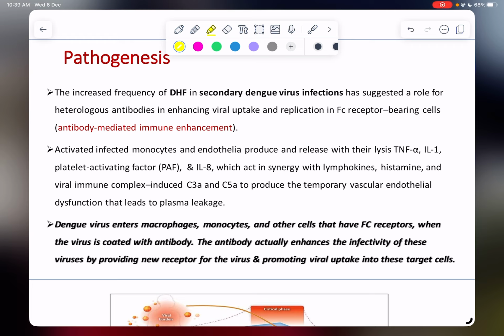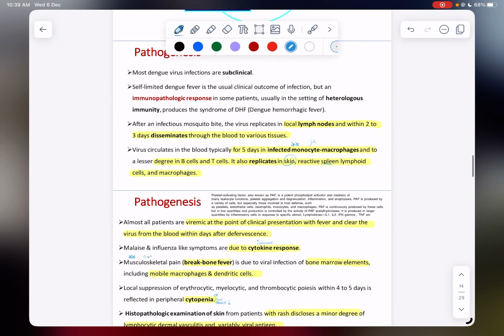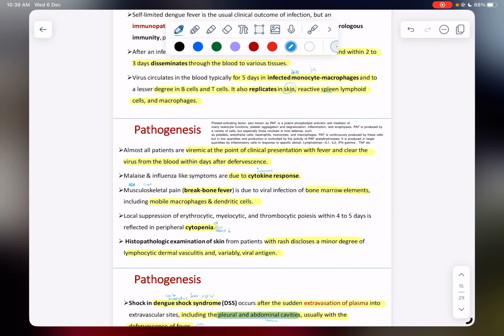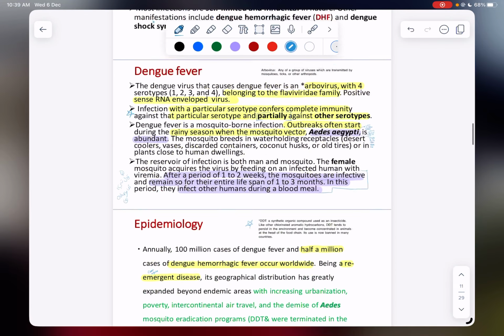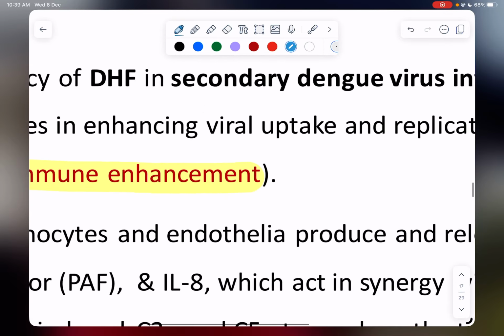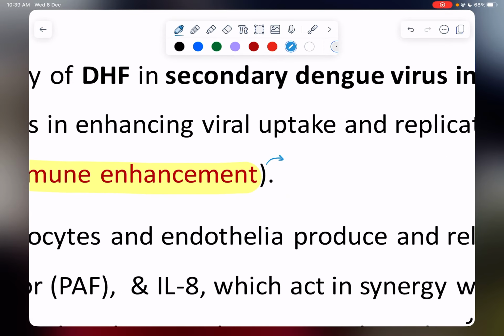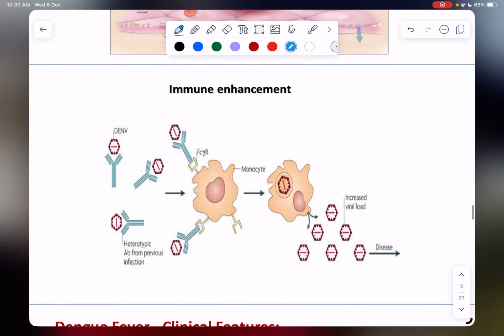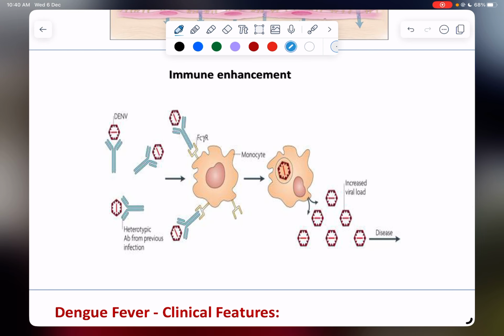And the concept of immune enhancement is said to be responsible for this. It is said that in all those cells which have receptors for the Fc portion of the antibodies, the virus of the second serotype is recognized by the antibodies. They pick up the virus and put it into the cells with the Fc receptors.